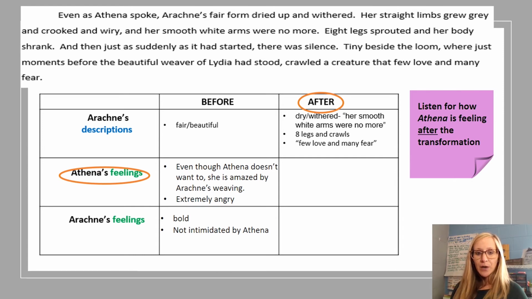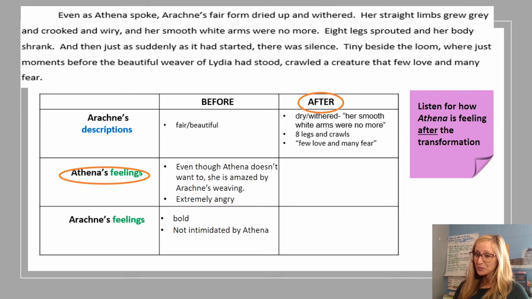Even as Athena spoke, Arachne's fair form dried up and withered. Her straight limbs grew gray and crooked and wiry, and her smooth white arms were no more. Eight legs sprouted and her body shrank, and then, just as suddenly as it had started, there was silence. Tiny beside the loom, where just moments before the beautiful weaver of Lydia had stood, crawled a creature that few love and many fear.